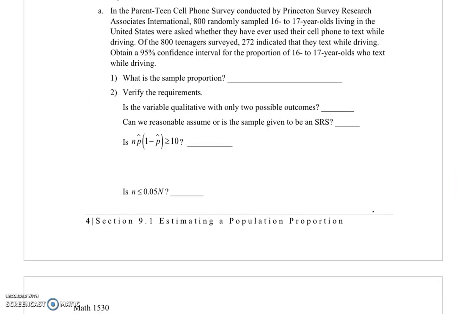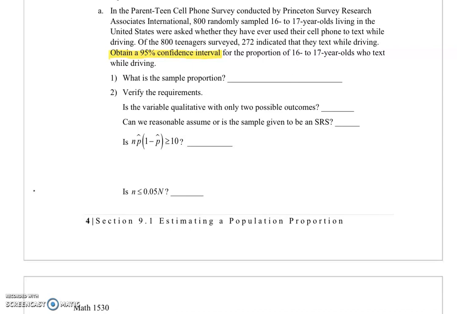In the Parent Teen Cell Phone Survey conducted by Princeton Survey Research Associates International, 800 randomly sampled 16 to 17-year-olds living in the U.S. were asked whether they have ever used their cell phone to text while driving. Of the 800 surveyed, 272 indicated that they text while driving. Obtain a 95% confidence interval. So this is what it wants us to do, for the proportion of 16 to 17-year-olds who text while driving.